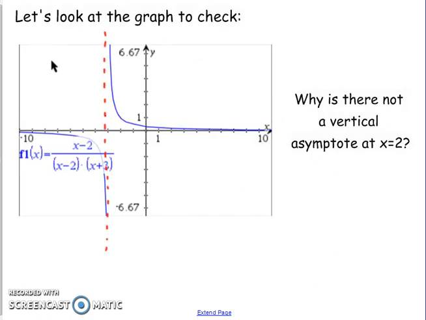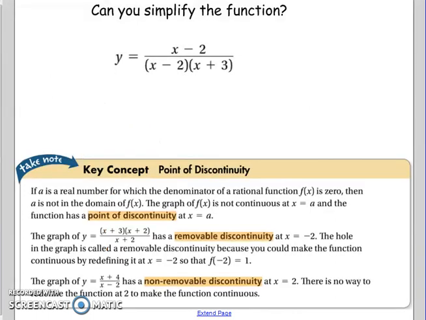If we look at the function again, can we simplify it? Well, we know we can cancel out things that are exactly the same. So the x minus 2's are going to cancel out. So what this leaves us with is a 1 in the top and an x plus 3 in the denominator. So what we've had here is points of discontinuity.